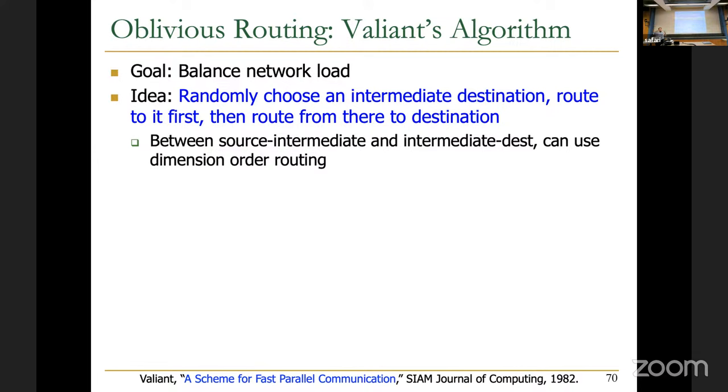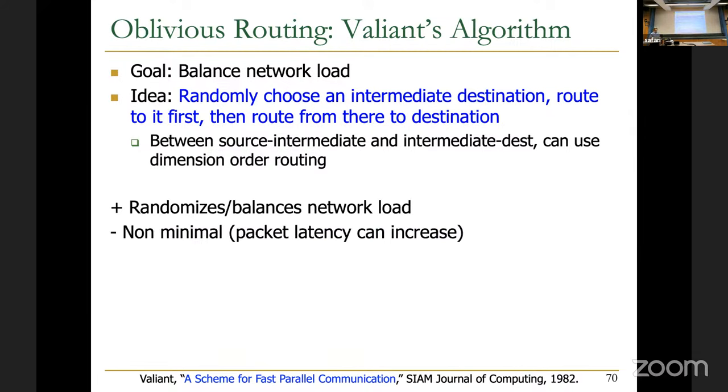So the combination of these two gives you some adaptivity, but since you are choosing the intermediate node randomly, you are oblivious of the state of the network. So it randomizes or balances network load, but it's also non-minimal. So this intermediate node can increase the number of hops. But that might be okay, as I said, when your network is highly congested. When the network is highly congested, it means that the queue latency more or less defines the total latency of your packet. So it makes sense to take a higher number of hops such that hopefully you get less busy links.